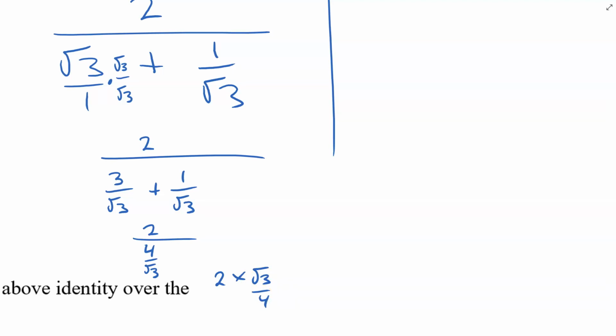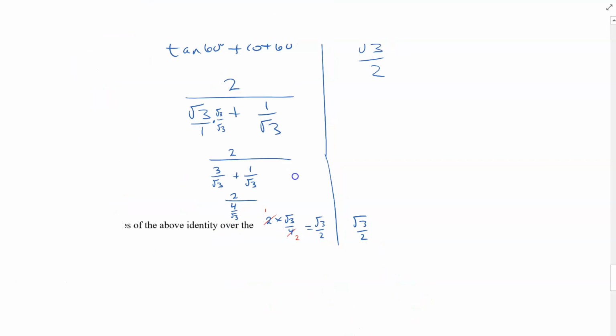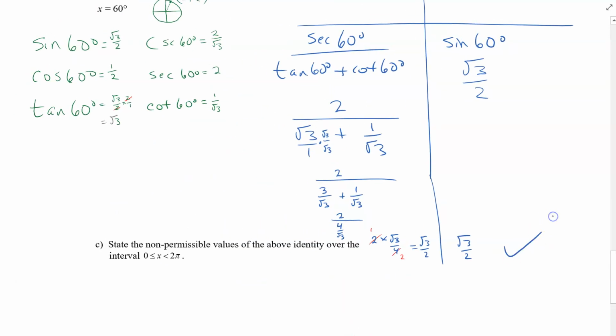And now I can say, hey, I've got a common factor of 2. So I'm going to divide the top and the bottom by 2. So I get a 2 here and a 1 here, and I get root 3 over 2. And that's the same as my other side, which was root 3 over 2. So that's a lot of work to get this fraction.